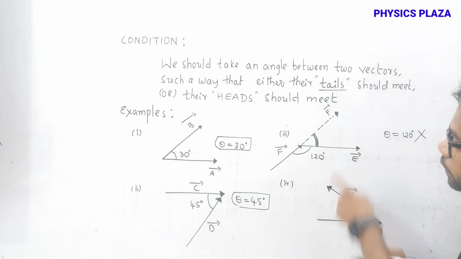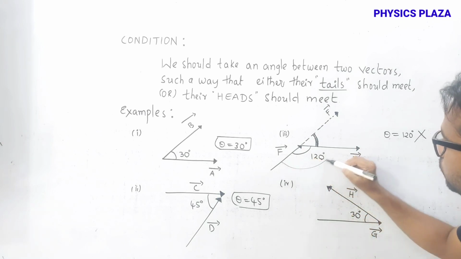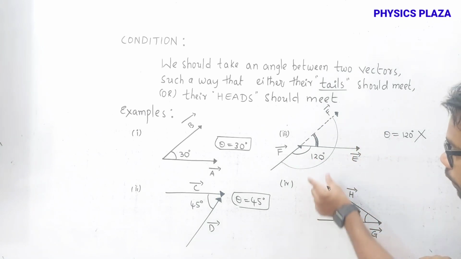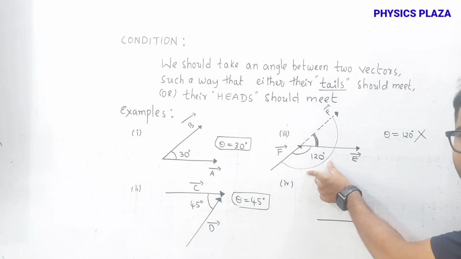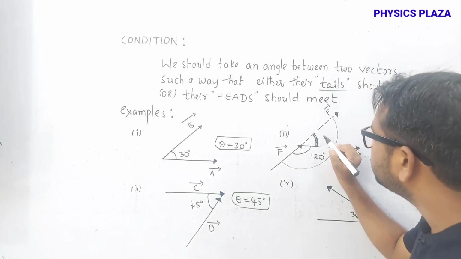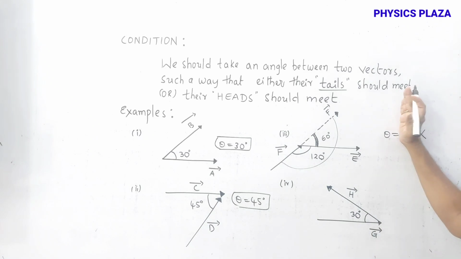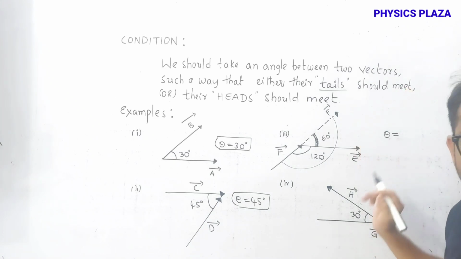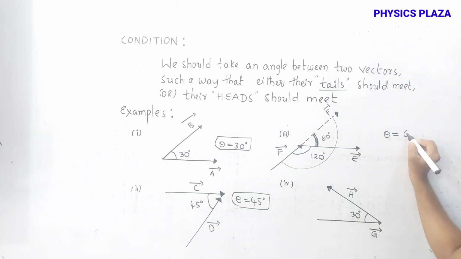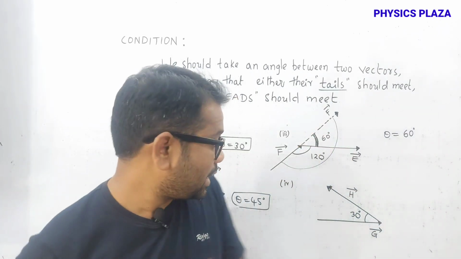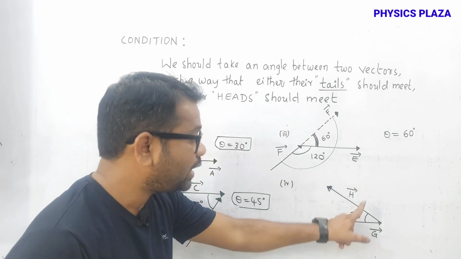Children, this total is 180. Try to understand. This total is 180, and in that 120 is already there. So the remaining one is how much? 60 degrees. So here the angle between vector E and F is not 120 degrees, it is just 60 degrees. Is it clear? Fine. Now children, what is the angle between vectors G and H?